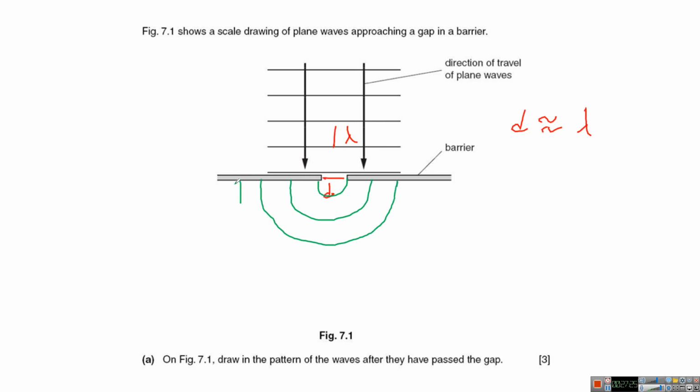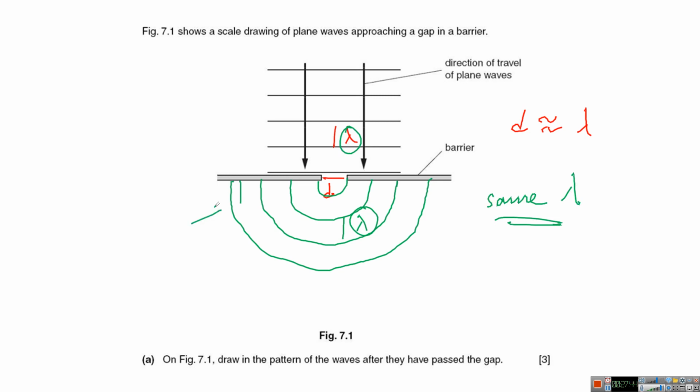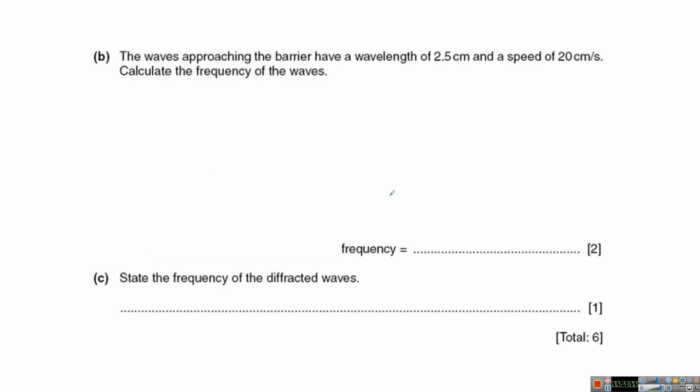Sorry, we have to keep the lambda same, so I'm trying to draw as neatly as possible. So ensure that lambda here and here should be the same lambda, right? Keep that in mind, and once you do this, this is correct. Simply label this as circular wavefront, right? And this lambda being drawn over here will give you this, right? So this is this.